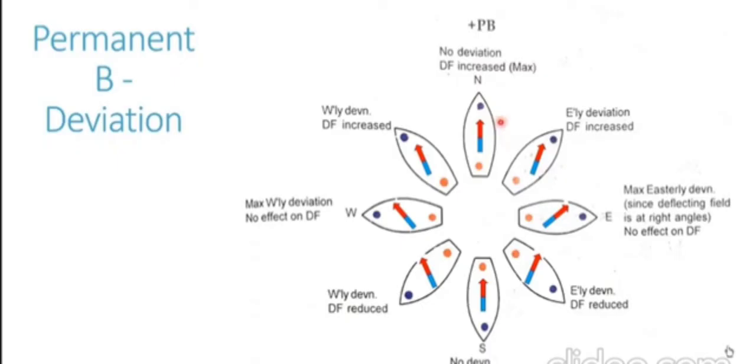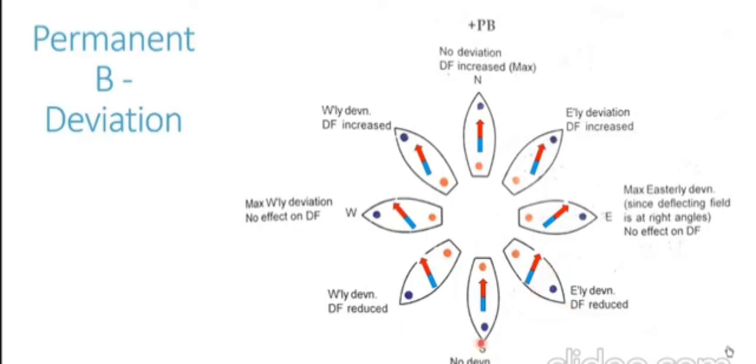If ship pole and earth pole are aligned, there will be no deviation at all, and if the ship's poles and earth pole are at right angles, there will be maximum deviation. So that's why in the southeasterly heading, the deviation is reduced now, but it is still easterly.